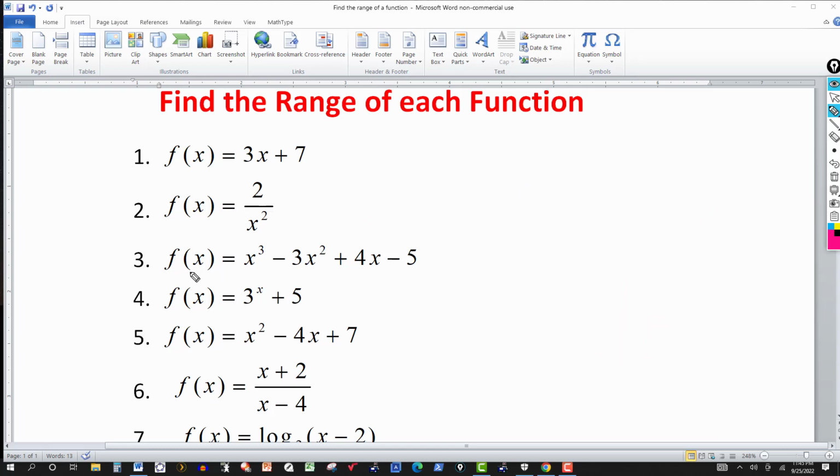The next one, f of x is equal to x to the third minus 3x squared plus 4x. Now, for polynomials in general, the domain is always going to be all real numbers. The only thing you have to be careful about is getting a value of 0 in the denominator of a fraction, because division by 0 is not defined, or having a negative number under a radical. And knowing typically what these graphs look like.